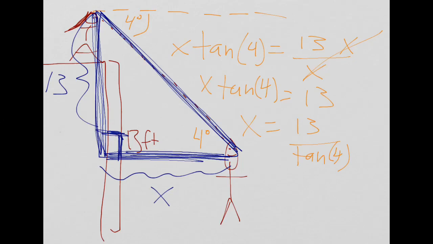Plug that into your calculator, and you should get 185.9-ish feet. Maybe you get 186 depending on how you rounded that. Long story short, Romeo is quite far away, but that makes sense because her angle of depression is only 4 degrees. Pretty small value there.